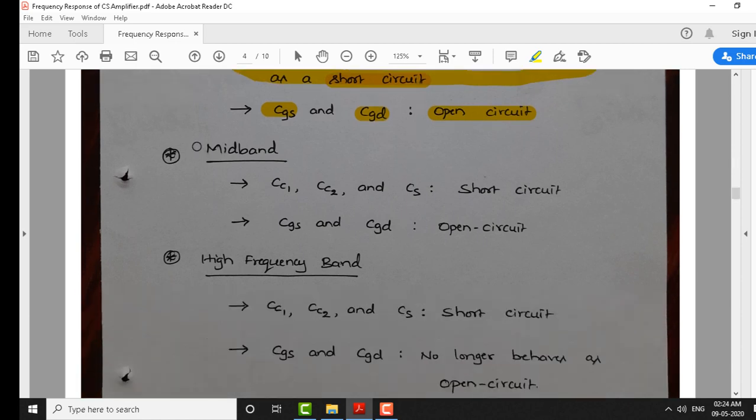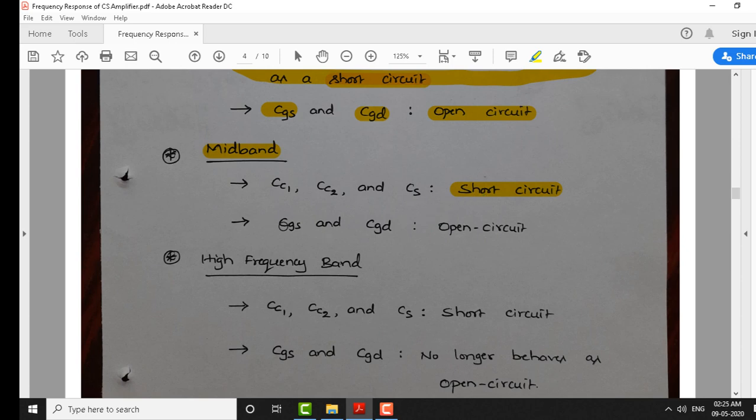Now let us see the mid band. This is the frequency range between FL and FH, and it is called the mid band. In this region, the gain is almost constant. If we observe the capacitance behavior in the mid band, the three capacitances connected to the amplifier circuit, namely CC1, CC2 and CS, behave like a short circuit, because the frequency is in the mid range and their capacitive reactance is moderate.